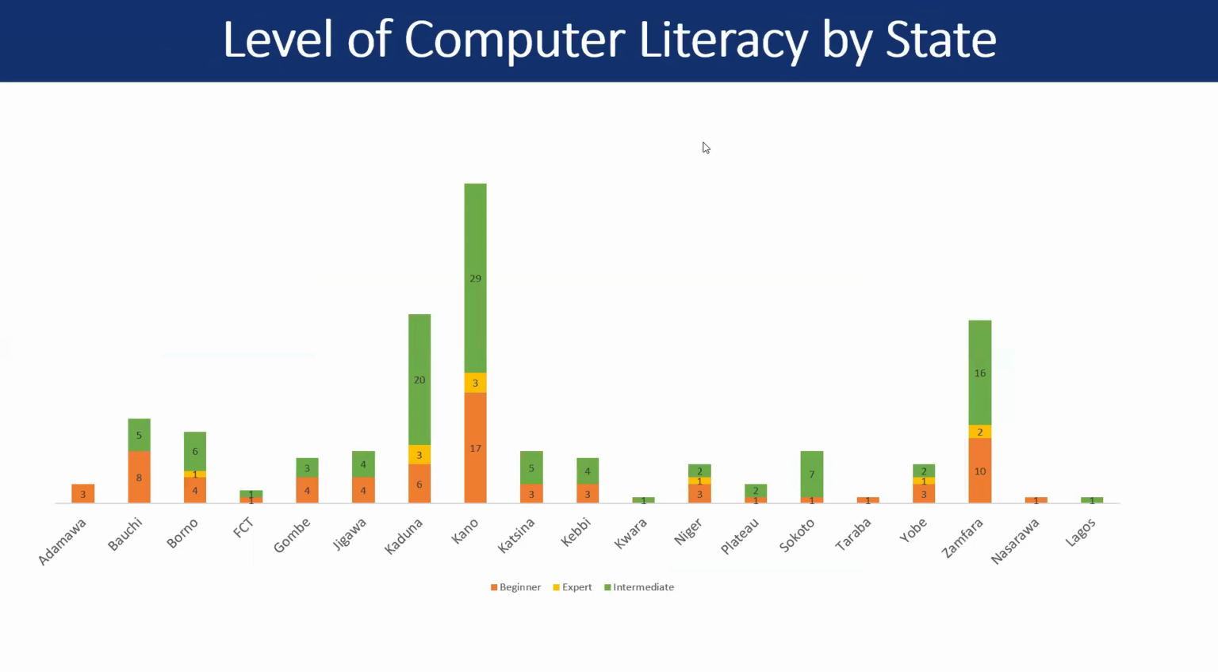So we have this computer literacy based on states. If you look at it, each state has its own number of people that have the computer literacy. You see how it looks like. So the expert are in yellow, while this beginner is in this color. I don't even know the name of the color, and the intermediate are in green color. So this is what this chart is showing you.